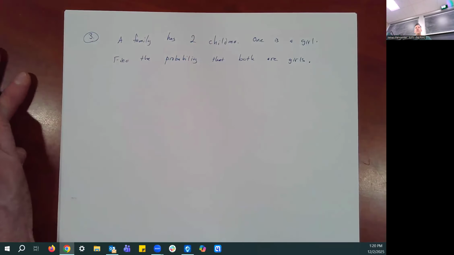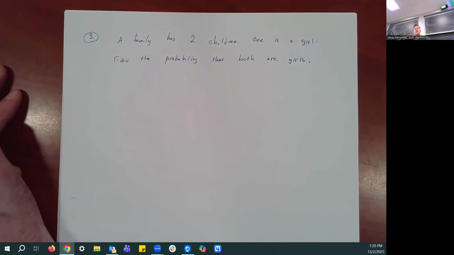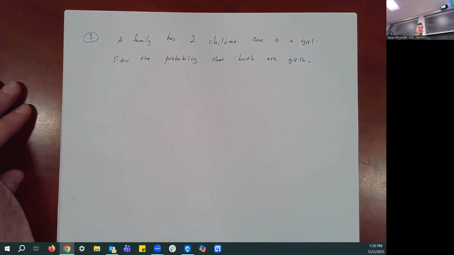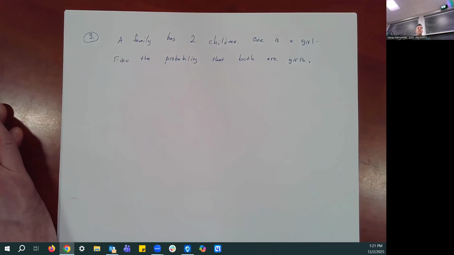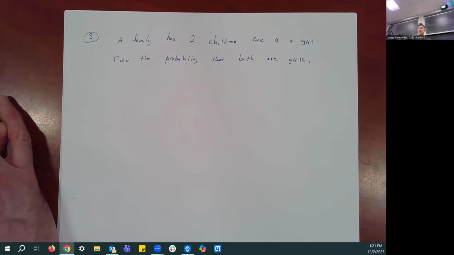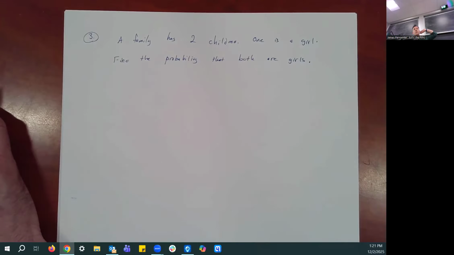Well, you might think the answer is 1/2. It is not, which might seem kind of weird. But it's because we were kind of cagey about how we didn't say which child is the girl. We didn't say it was the oldest or the youngest. We just said one of them is a girl.